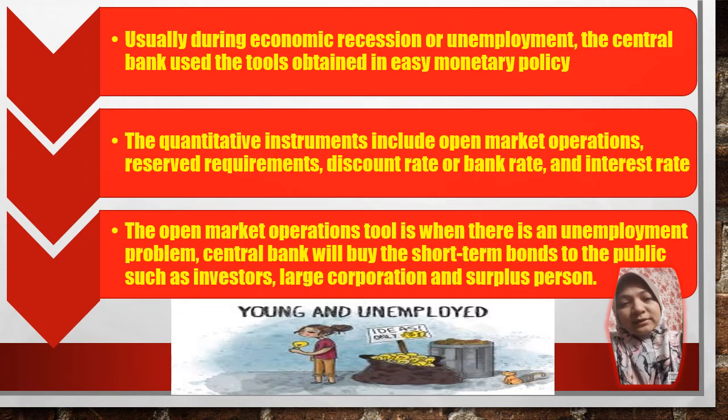Okay, next, the quantitative instruments include open market operations, reserve requirements, discount rate or bank rate, and interest rate. For the open market operations tool, when there is an unemployment problem, the central bank will buy short-term bonds from the public, such as investors, large corporations, and surplus persons.